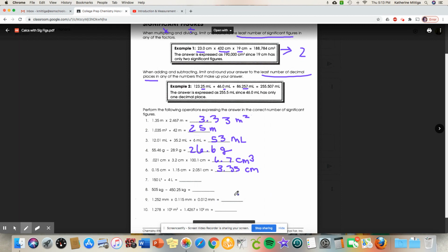This is division. 150 divided by 4 gives me 37.5. However, this has 2 sig figs. This has 1. How do we round 37.5 to 1 sig fig? So the 7 is going to round the 3 up. So it makes it 4.